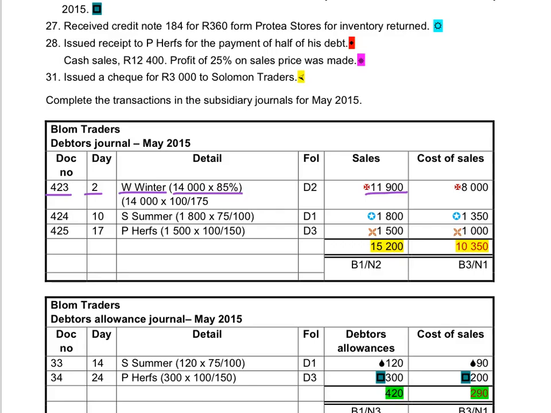To calculate the cost price, we know the sales price is 175. We want the cost price. So the original sales price times 100 divided by 175 will give me the cost price. So the cost price is 100%. The sales price is 175% because the profit that was added was 75. So if I want to calculate the cost price, the one that I want, 100 at the top, divide by the one provided, 175 at the bottom.